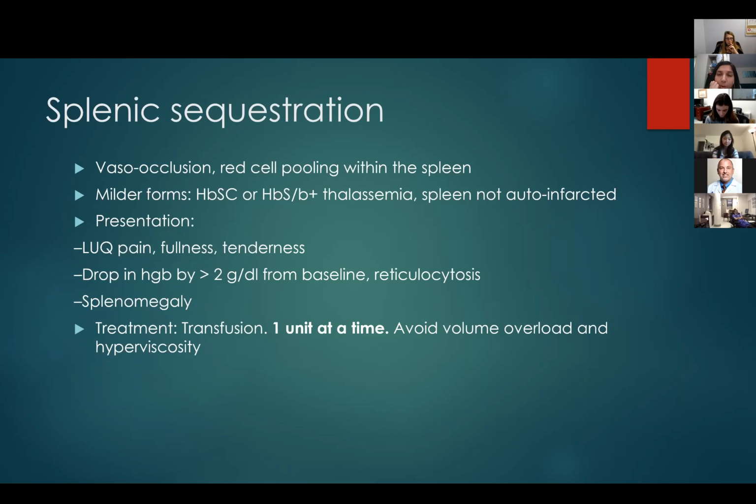Treatment is, you want to transfuse them, but what's important is that you don't want to over transfuse. You want to do it very slowly and just 1 unit at a time, because as their vasoocclusive crisis improves, these RBCs tend to unplug from the spleen and they come back into the systemic circulation. So all of a sudden you'll have this volume overload and hyperviscosity, and you don't want that. So transfuse slowly and just 1 unit at a time. And the same thing goes for hepatic sequestration.